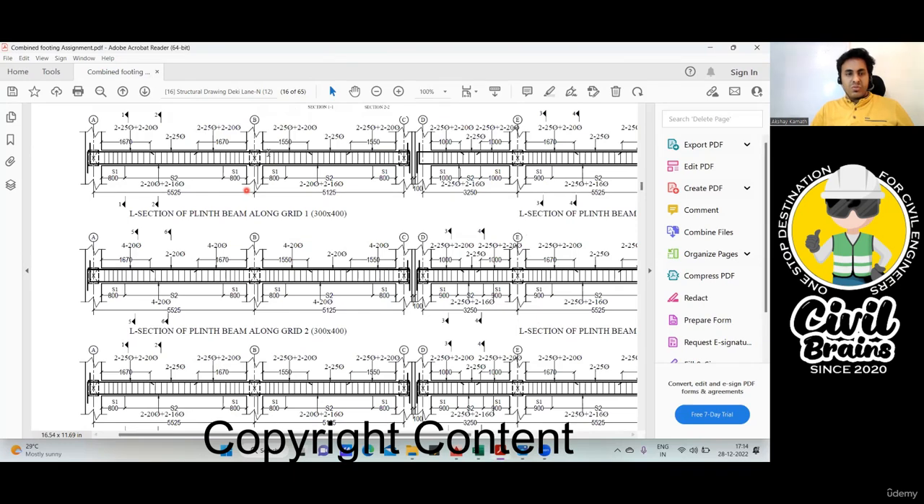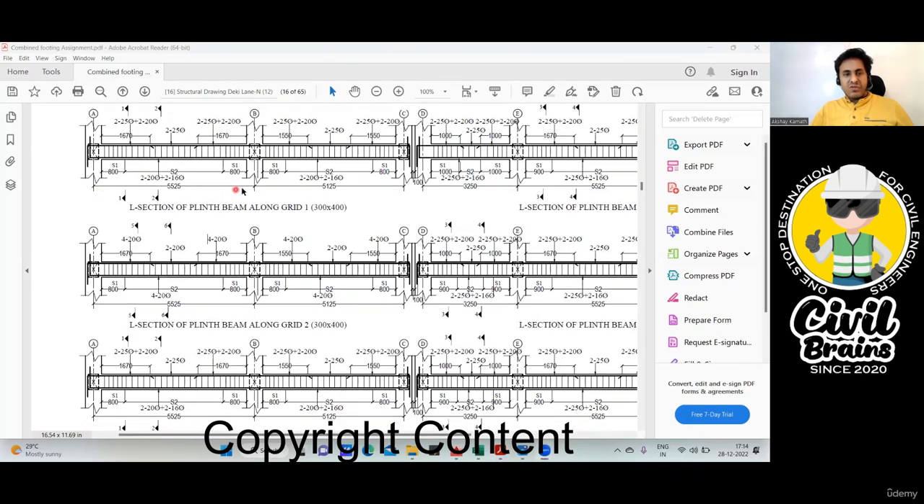Okay. So what I'm trying to tell, what is the length? 5525. This is also 5525. This is 5125. This also is 5125. Good. Now top. This is 25 dia 2, 20 dia 2. Here also 25 dia 2, 20 dia 2. Middle 25 dia 2, middle 25 dia 2.